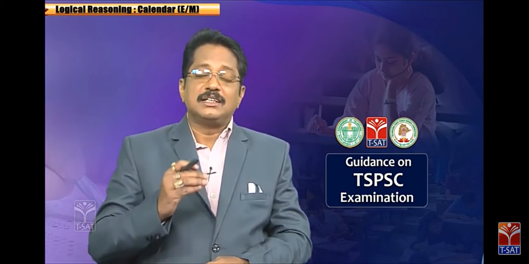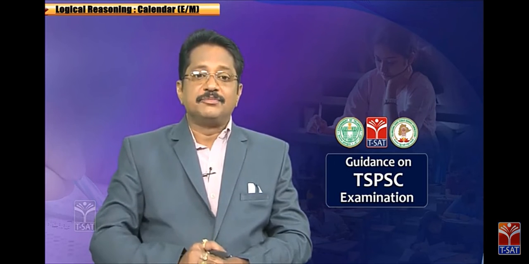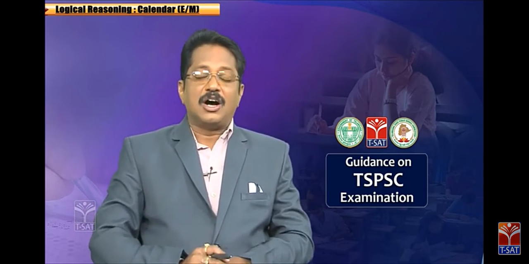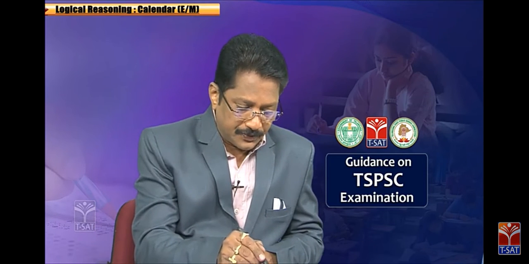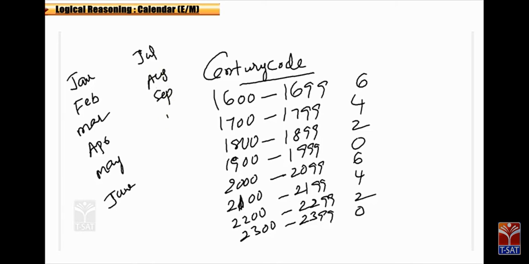Now coming to the next one after century. Now we are going to consider the months. This is very important. You have to consider the months. How many months do you have? 12 months, correct? Okay, we'll list out those things here. January, February, March, April, May, June, July, August, September, October, November, December. These are the 12 months.